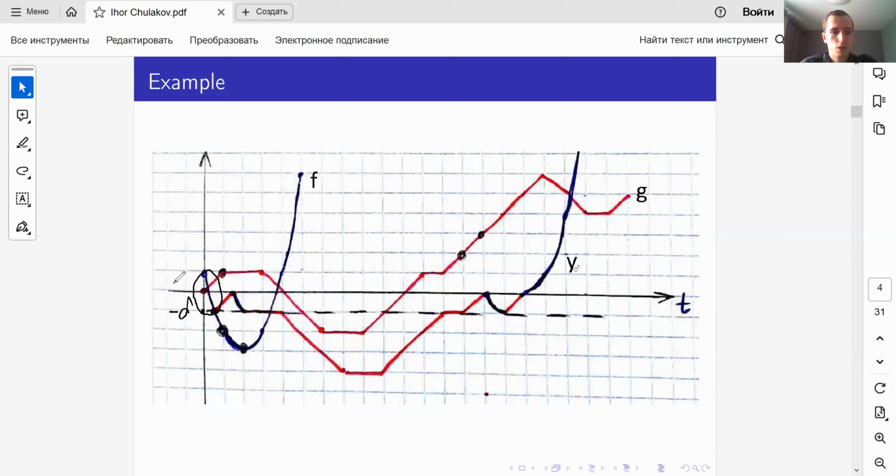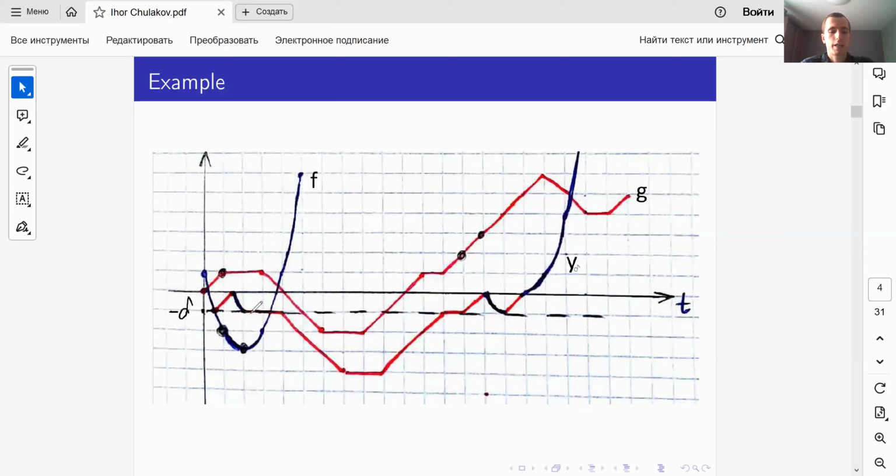Then we go up and reach level 0. Level 0 is also a level where we make switches. There are two levels, minus delta and 0. So we make a switch to our blue function f, and our dynamics behaves like f. Here you can see the corresponding parts, and so on.